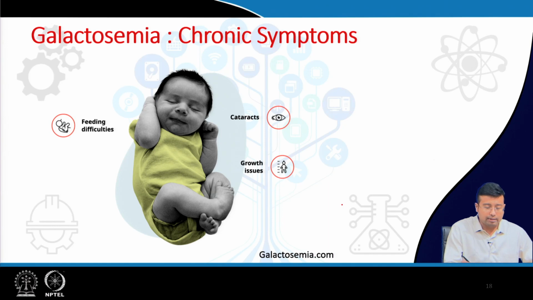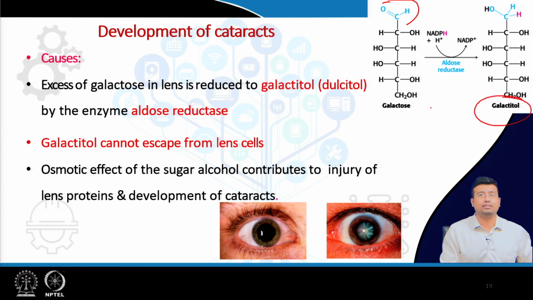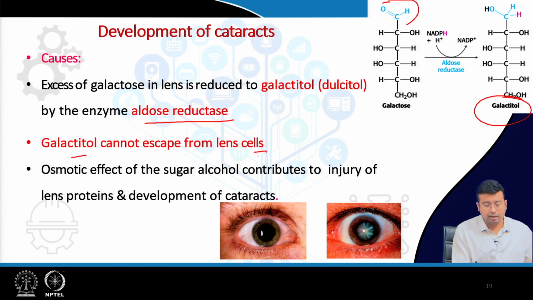I will explain why there is cataract, feeding deficiency and growth issues because of malnutrition. I will very soon explain why there is cataract. Now, this galactose is getting converted to its reduced form. Galactose is an aldehyde, CHO. It is getting converted to a compound known as galactitol or dulcitol, with the help of the enzyme aldose reductase. This dulcitol or galactitol, once formed, cannot escape the lens cells.